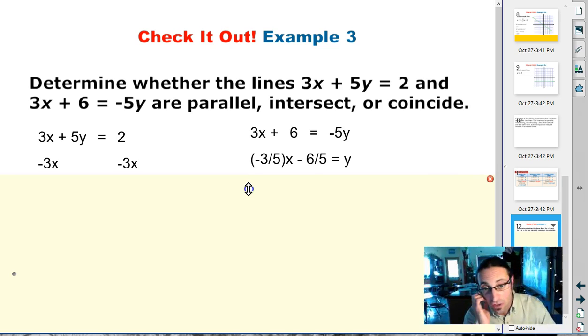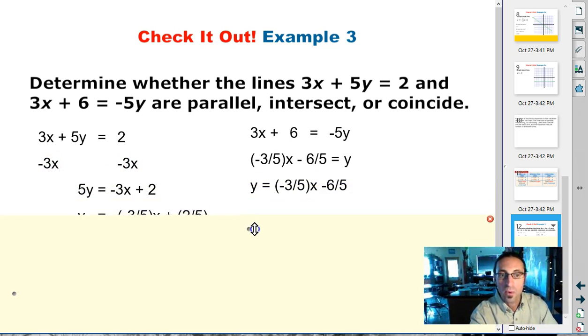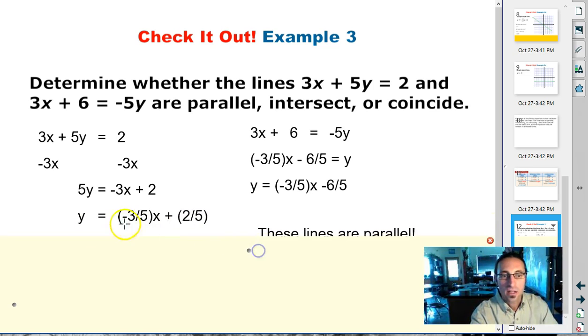So what I'm going to do is solve each equation. On this one right here, all I have to do is divide both sides by -5, and it's already simplified. This one, I have to move the 3x to the other side by subtracting it. But when I do that, I get y equals -3/5 x plus 2/5. This one is y equals -3/5 x minus 6/5, which means they have the same slopes but different y-intercepts. Therefore, the lines are parallel.